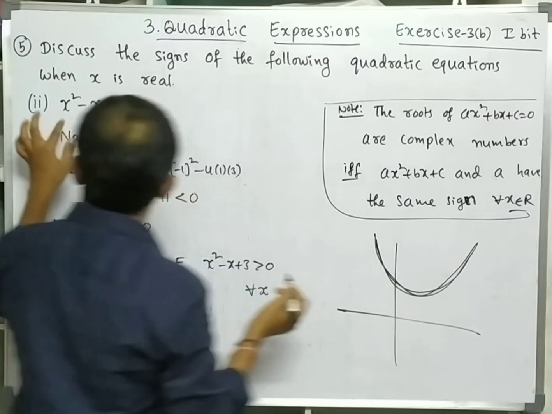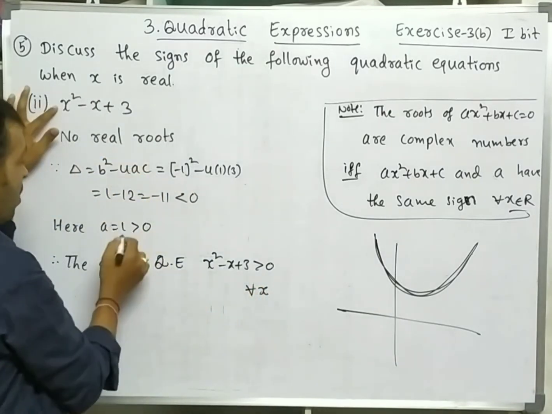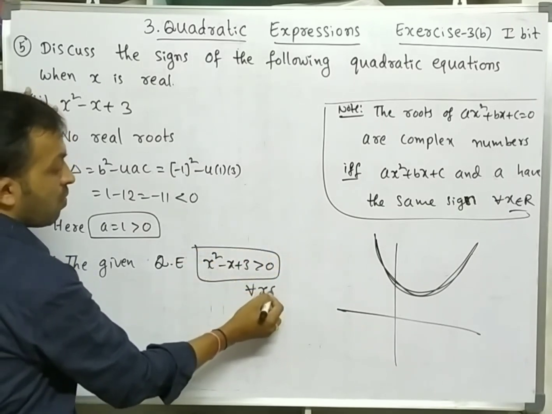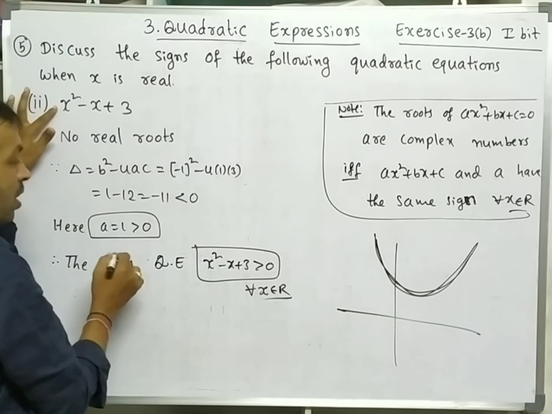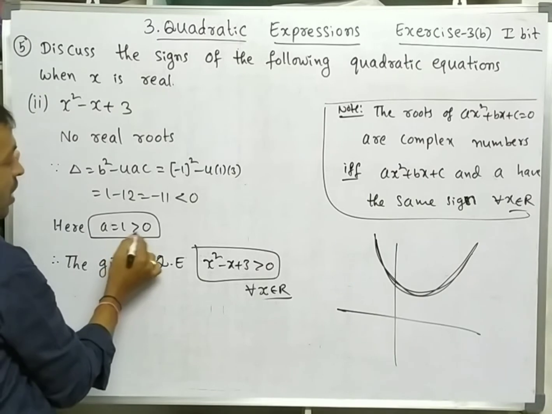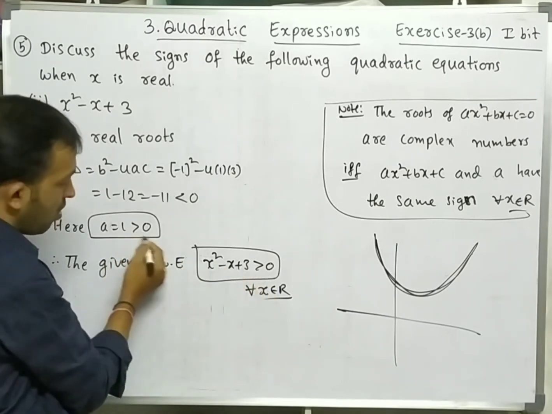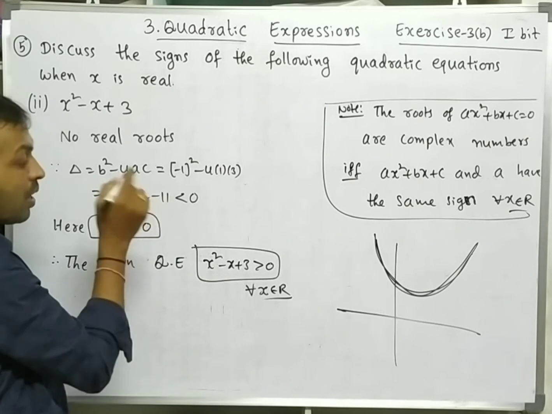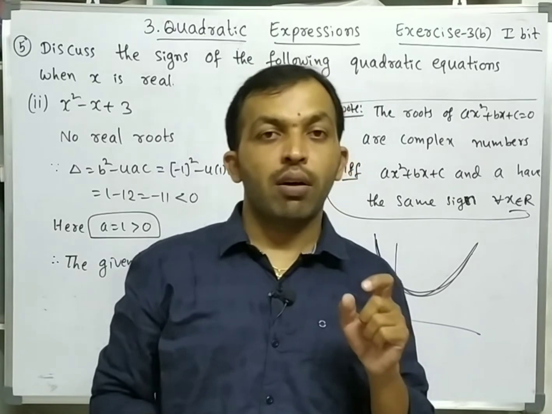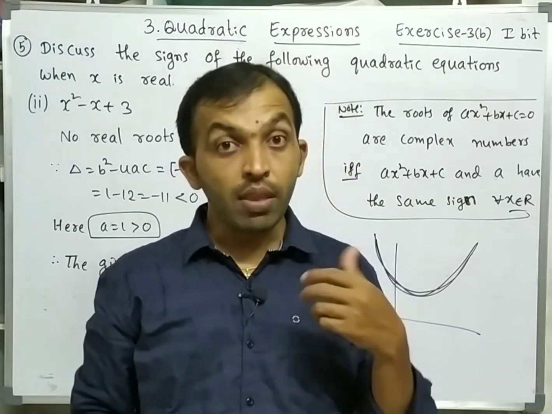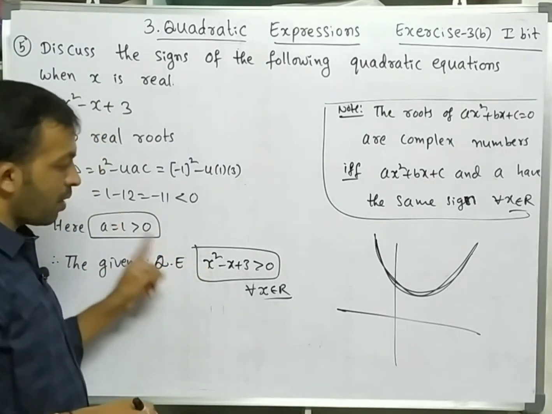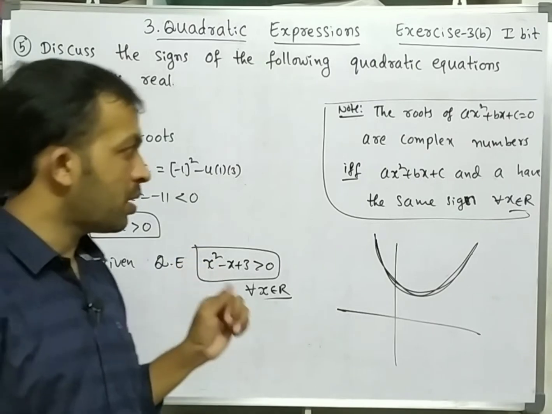Okay, here a is 1 which is positive, then the quadratic expression is also positive for every x belongs to R. Okay, so if we have minus x square like that, as a is negative, then the expression is also negative. So these two have the same sign in the case where the given quadratic expression has complex roots: the quadratic expression and the coefficient a both have the same sign. Okay, remember these points.